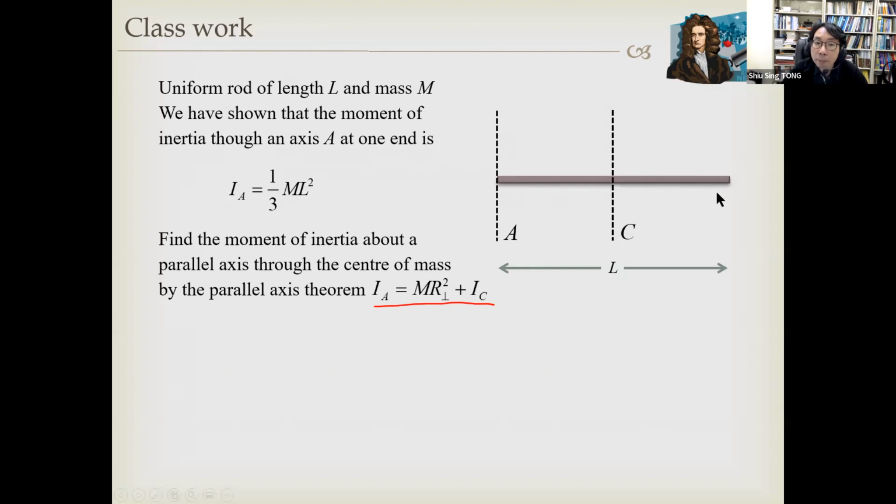Is that right? Now I want to find the moment of inertia about an axis C, parallel to axis A, but passing through the center of the rod. So what is IC? Can you use the parallel axis theorem to help me find out? I give you 2 or 3 minutes to find the answer.